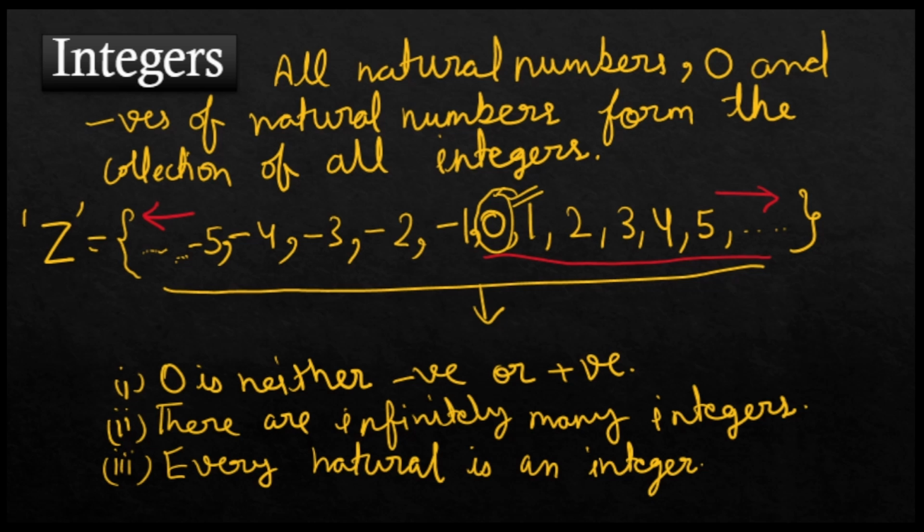So, just like the natural numbers, every whole number is an integer, because from 0 to infinity, whole numbers are also in this collection.